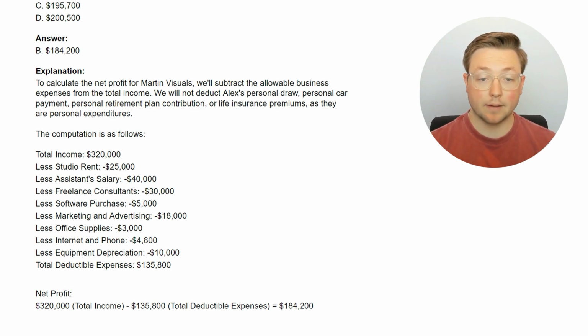And then obviously we have the computation here. You add all these expenses up and then subtract them from the income, and that's what you get, the net profit right there. Again, fairly simple, pretty straightforward. Let's go to the next couple questions to learn a few more things and then we'll be done.